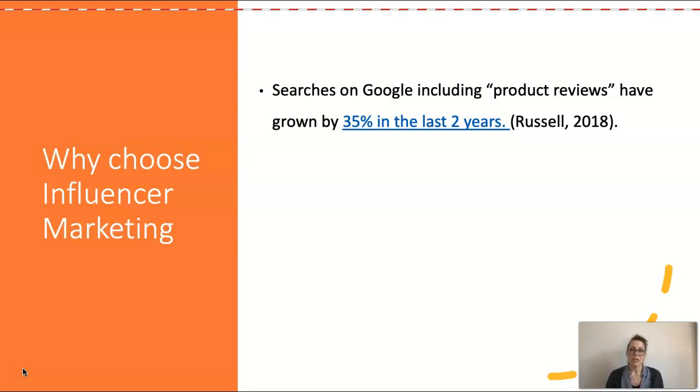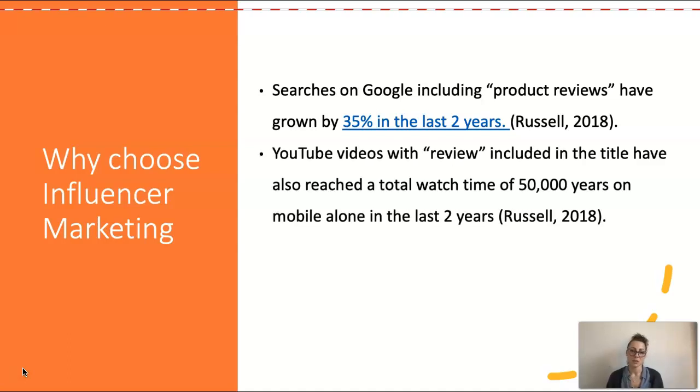So the data suggests that we are actively looking for influencers and we're seeking out reviews. So searches on Google, including the word product review, have grown by 35% in the last 2 years. And YouTube videos with review in the title have also increased. So we have a total of 50,000 years worth of watch time from mobile alone in the last 2 years. So what this says to us is that people are actively seeking out information about products.